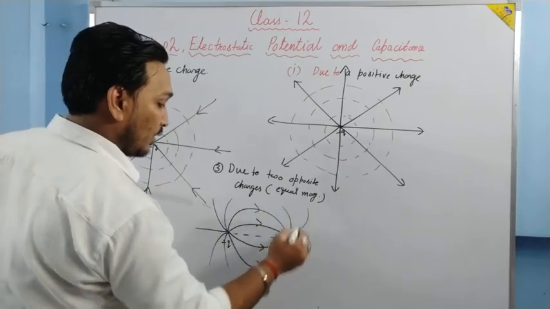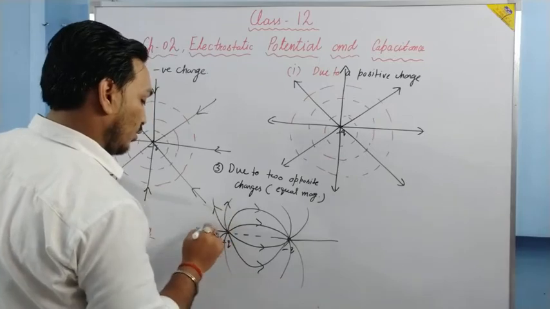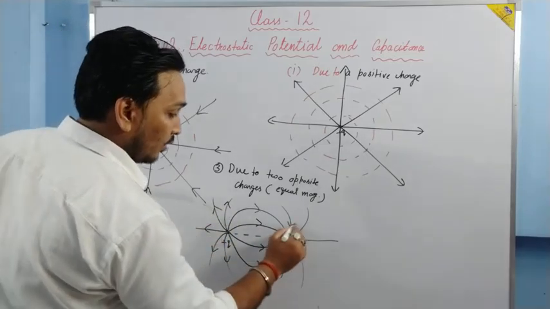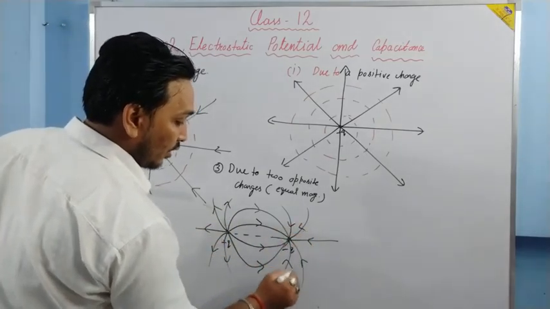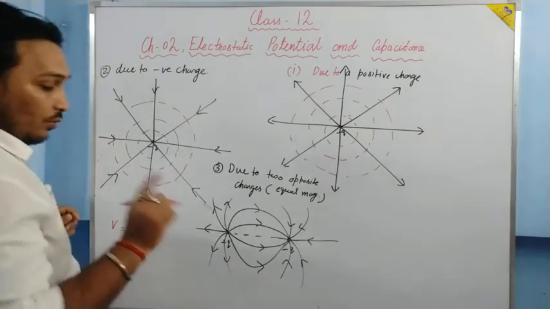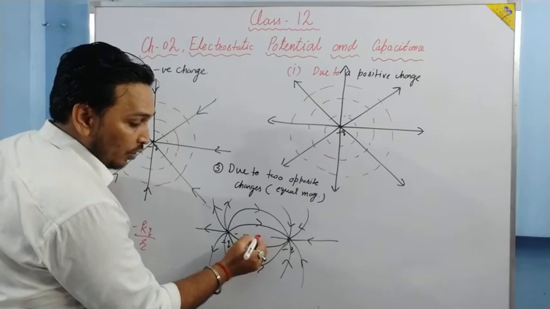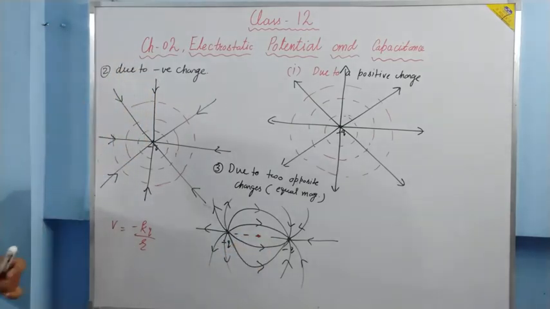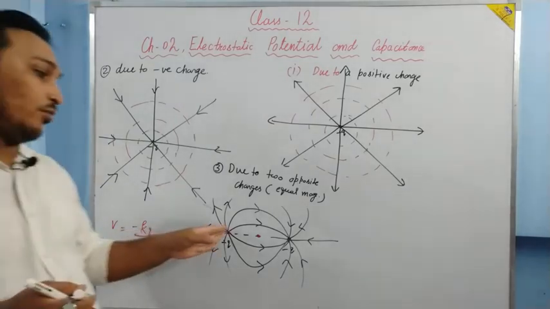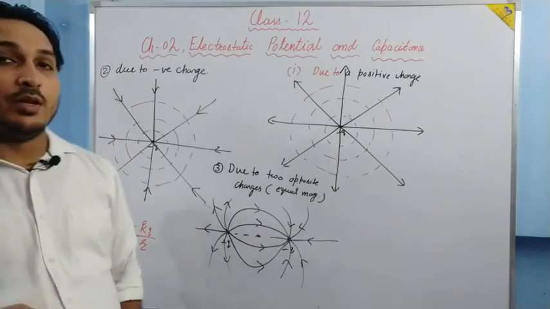We have drawn this in chapter number 1 itself. These are the arrows which are outside, and these are the arrows which are towards the charge. This is the direction of electric field. Now, how is that equipotential surface drawn? Just remember only one thing: at the midpoint of these two charges, the potential will be 0 because it is equidistant from the plus Q and minus Q. R will be the same, so potential will be 0.